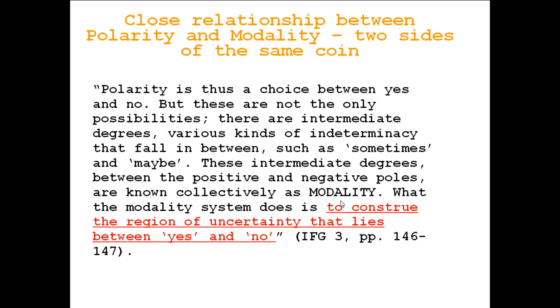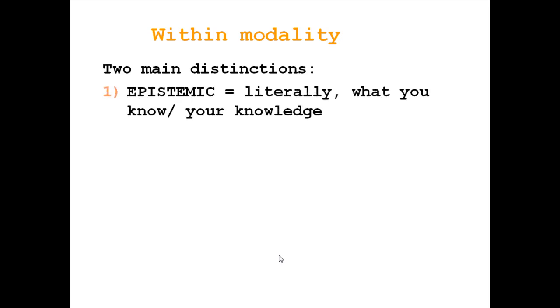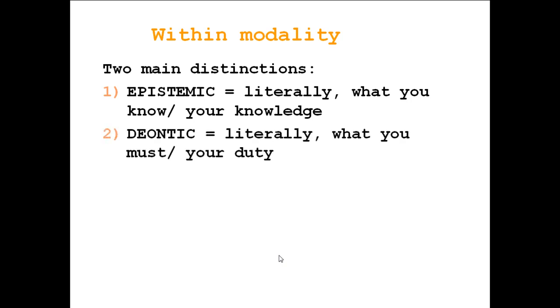And you know, the modality system, what it does is to construe, as we told, opinion, assessment, and therefore also the region of uncertainty that lies between yes and no. Okay, so within modality, we should draw two main distinctions, that between what we know, so epistemic knowledge, and what we must, what we have to do, obligation. So what's known as deontic modality. These are two words that come from Greek. The first one, episteme, means knowledge, and the second one, deon, means obligation.